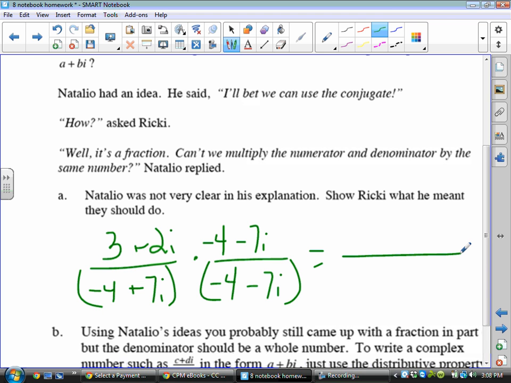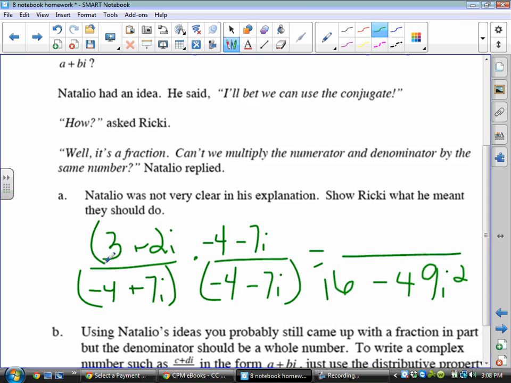Alright, so negative 4 times negative 4 is positive 16. I'm doing the FOIL thing. If you want to do the rectangles, you can. So the inside terms would be negative 4 times positive 7i, so it would be negative 28i. And the outsides times each other would be positive 28i. So those would end up canceling out. So really we only have the last terms times each other, which gives me negative 49i squared. Right, and that's what should happen. I should end up getting a real number, no longer i's on the bottom.